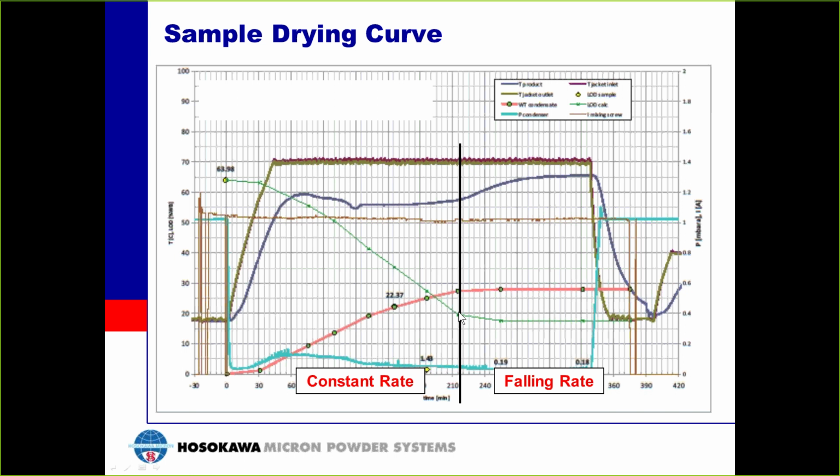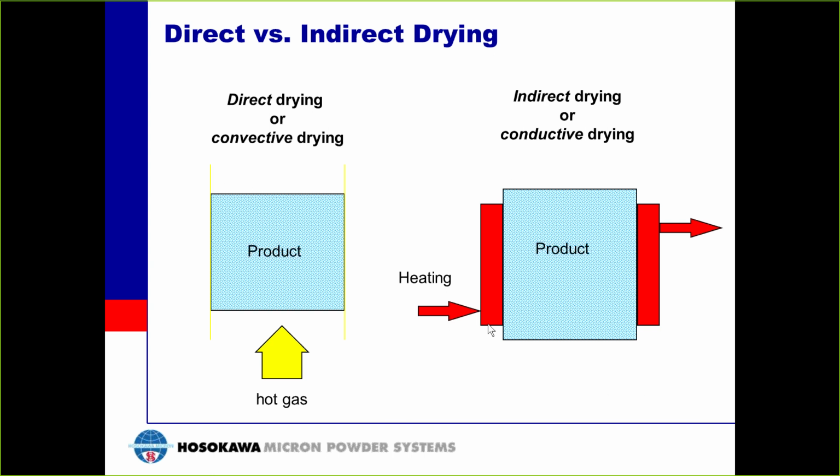You're going to get to a point where you've gotten all that easy to get moisture, and then you're going to see that the slope is going to change, and you're going to enter the falling rate phase. During the falling rate phase, you're going to get that hard-to-get moisture until you obtain your final dryness. That is going to be whatever you need.